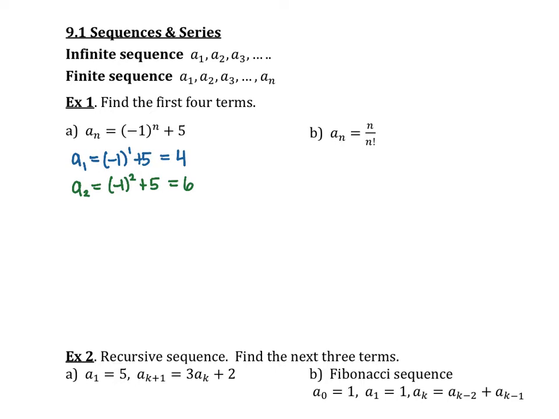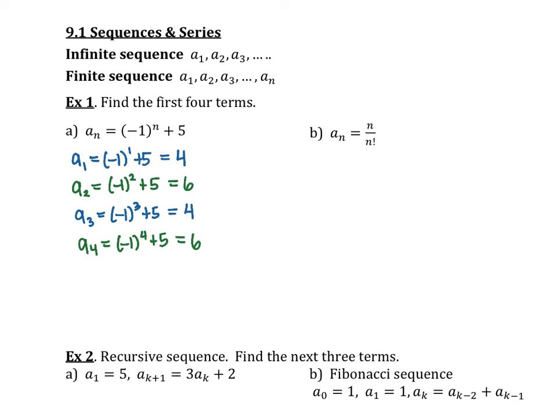Now I want the third term. Negative 1 to the third is negative 1. Negative 1 plus 5 is 4. Fourth term: negative 1 to the fourth is positive 1. Positive 1 plus 5 is 6. So the first term is 4, the second term is 6, the third term is 4, the fourth term is 6. I could continue from there. I can tell it's going to go 4, 6, 4, 6, 4, 6 forever, but they only asked for the first 4 terms. Okay, I'm going to do the same thing for B.